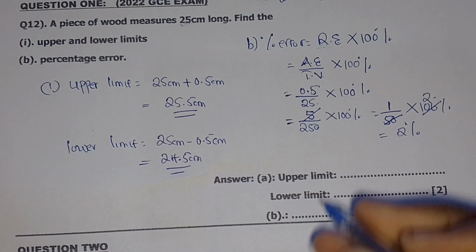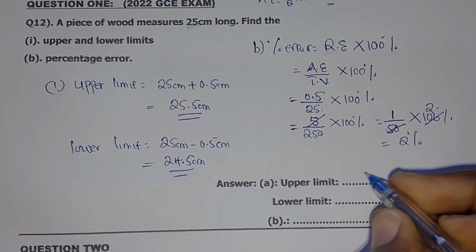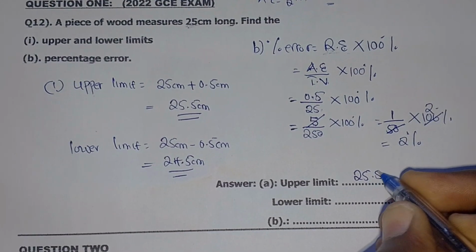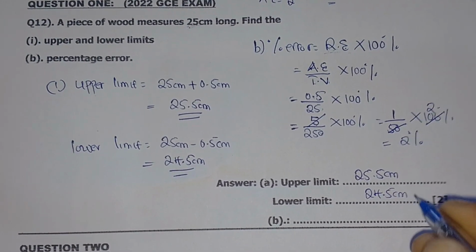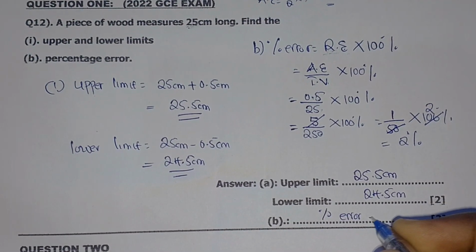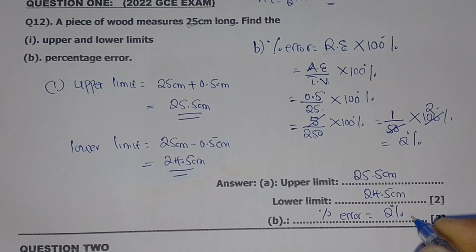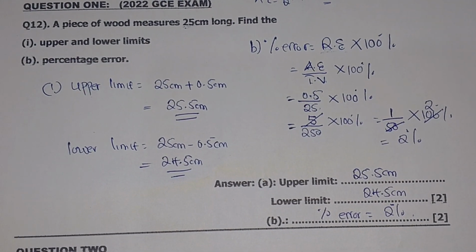So having done that, on the upper limit, we're going to say it is 25.5 centimeter, then 24.5 centimeter. Then for the percentage error, we're going to say it's 2%. So that's what we're supposed to know and understand.